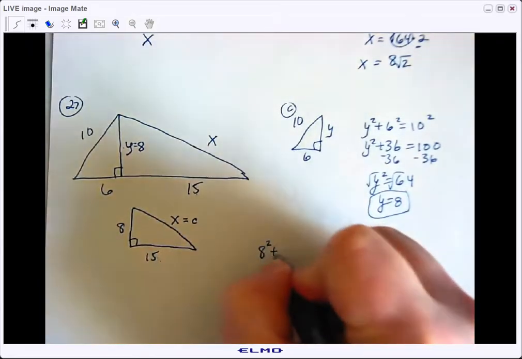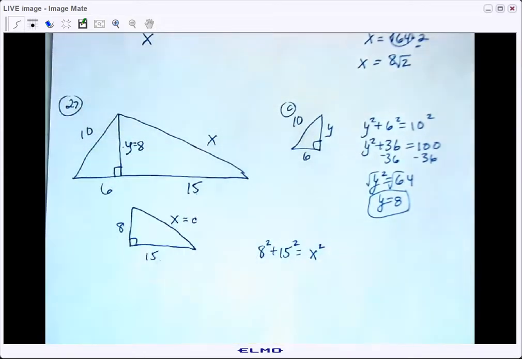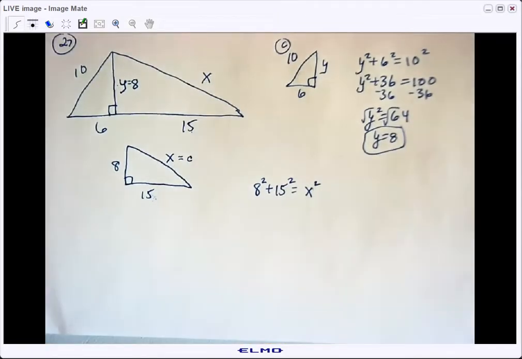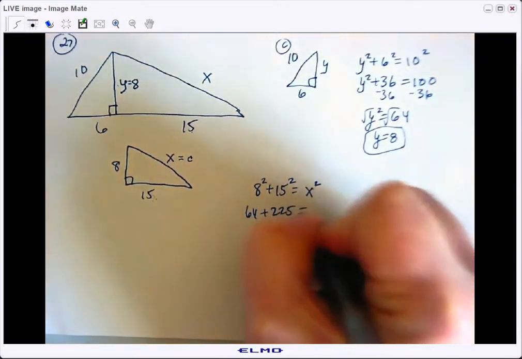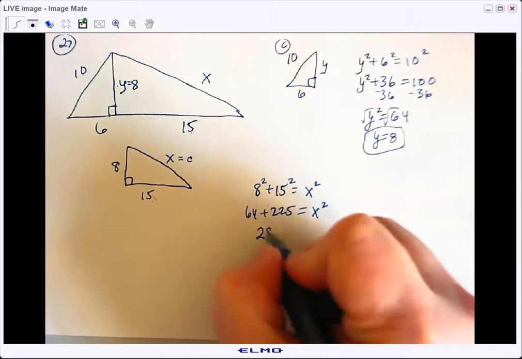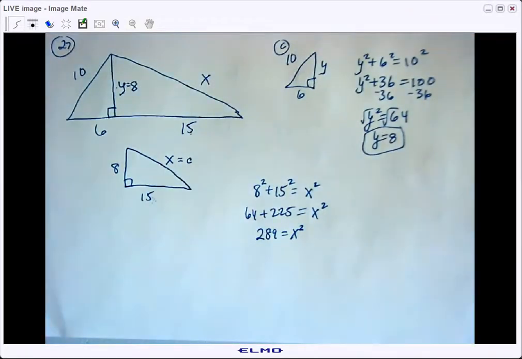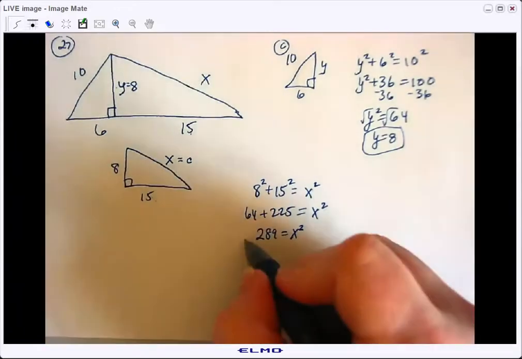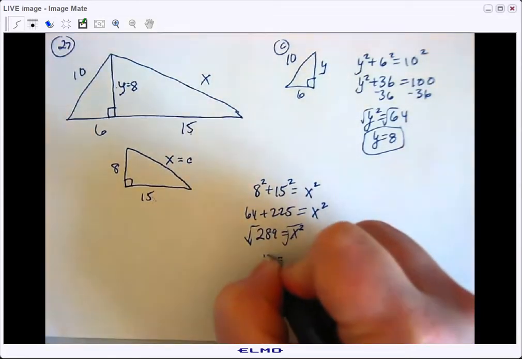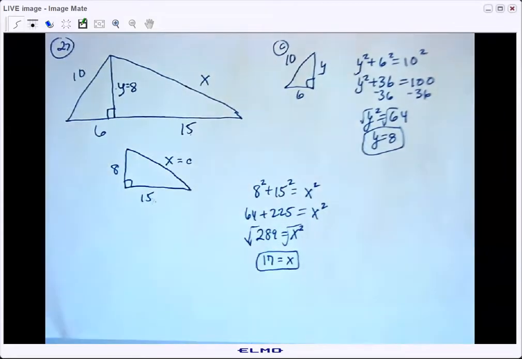So this would give me 8 squared plus 15 squared equals x squared. So 64 plus 225 is equal to x squared. And adding these together, we get 289 equal to x squared. And when we put this in the calculator, the square root of 289, there's only one number for it. It doesn't even break down. Good. 17. X equals 17.